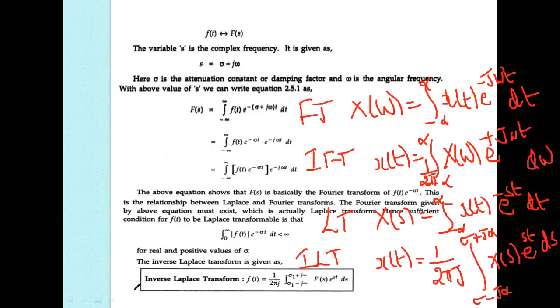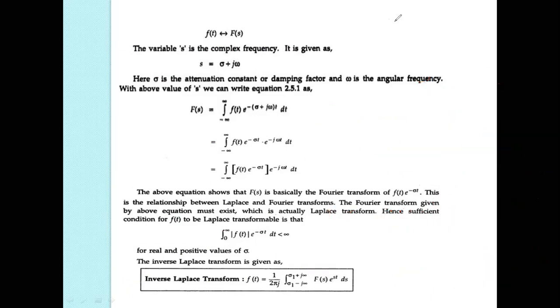The definition of inverse Laplace transformation in terms of f of t and f of s, as I wrote here, is: f of t is equal to 1 by 2 pi j, the integral from sigma minus j infinity to sigma plus j infinity of f of s e power st ds. Got it?